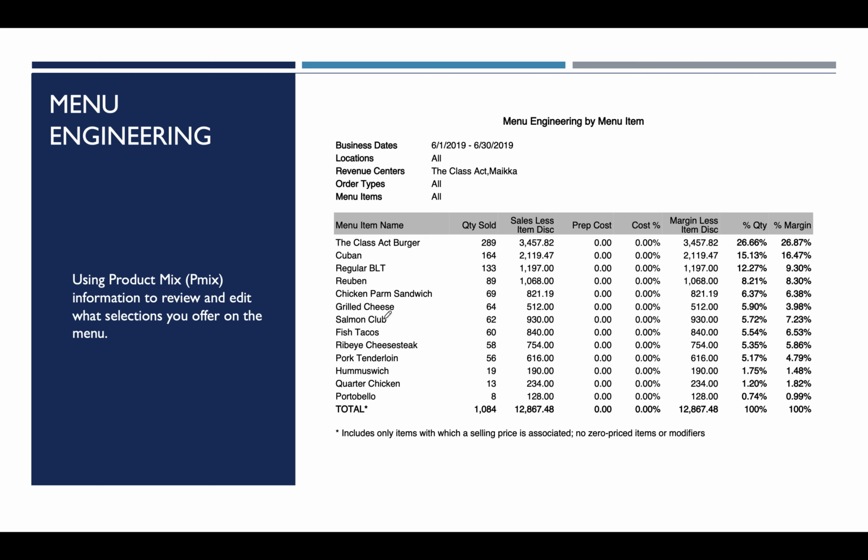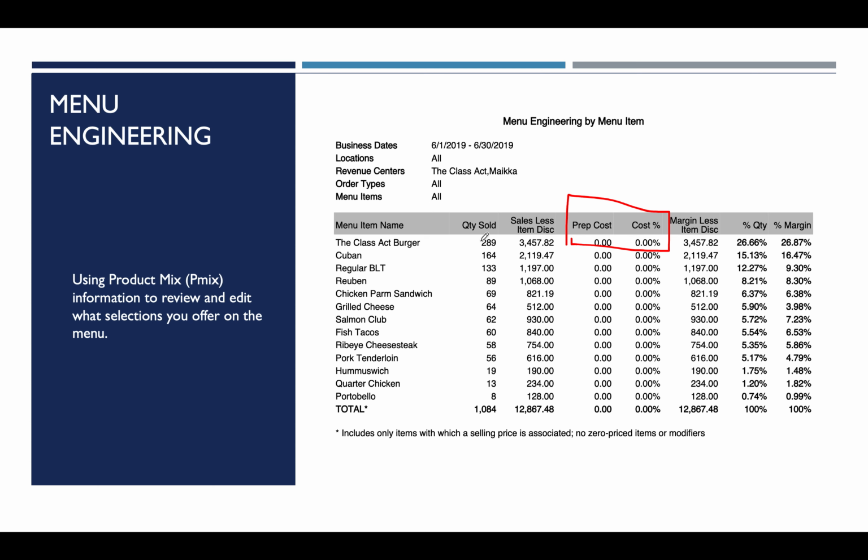But anyway, here's an example. So we're just looking at things. Here's the item, the quantity sold, okay? Total sales from that item. We could, under different circumstances, enter in prep costs here, and so we could see how much it costs to make that item. We don't have that capability in this program right now. So quantity percent sold: 26% of all sales were the burger. Margin.